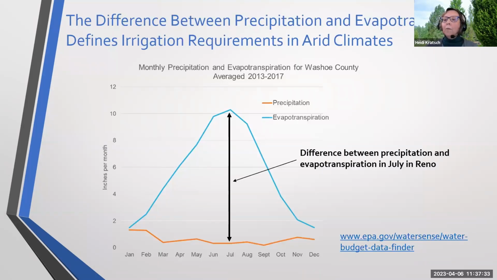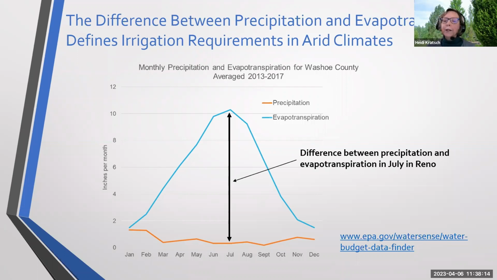So how do you know how much water a tree needs? This is a good question and one we're going to spend a fair amount of time exploring. In arid climates where we get little effective precipitation during the growing season, how much water you apply depends on the difference between precipitation and the evapotranspiration rate during the growing season. And this graph on the slide shows that difference during the growing season in northern Nevada. These numbers were taken in Washoe County, actually, and averaged over a period between 2013 and 2017.